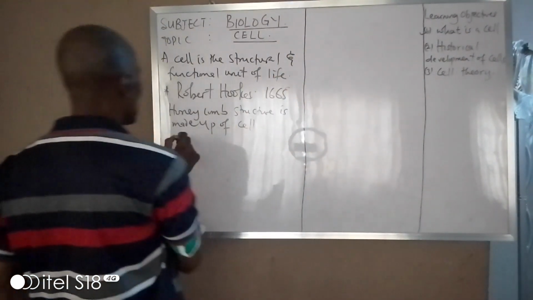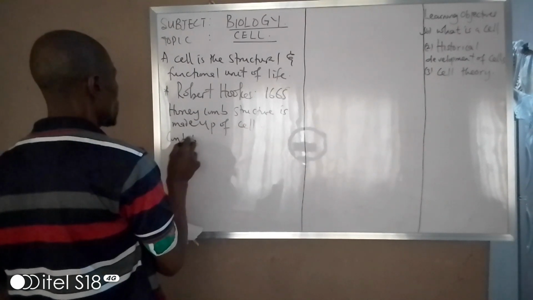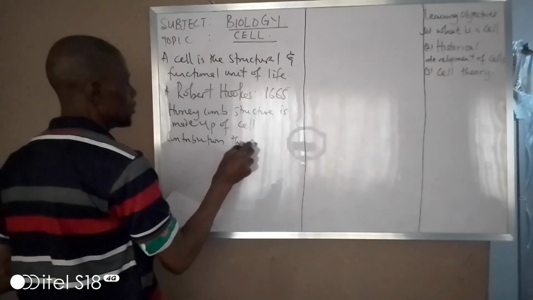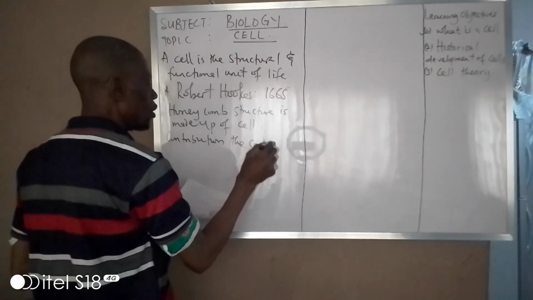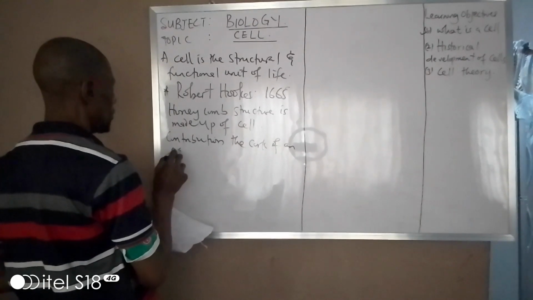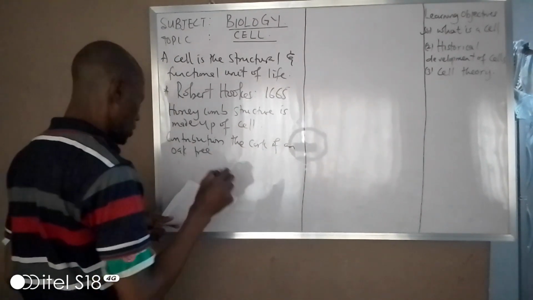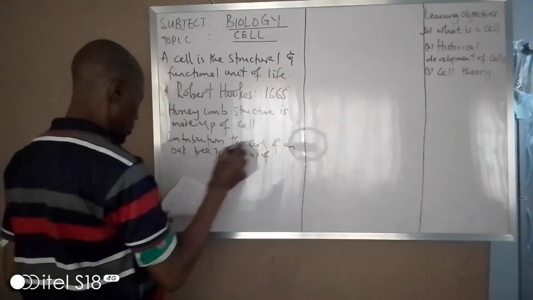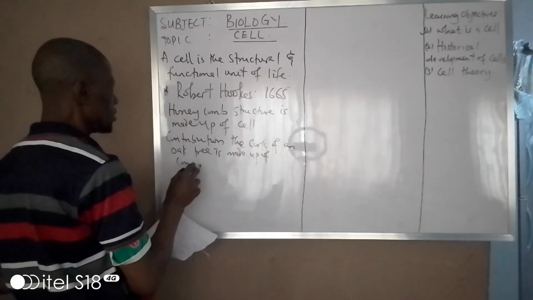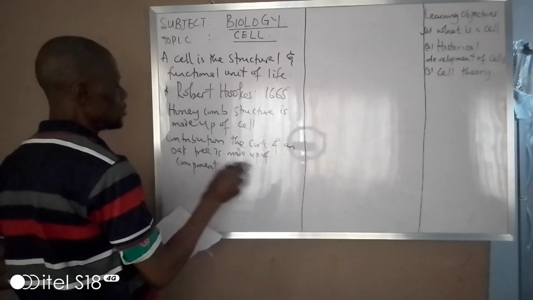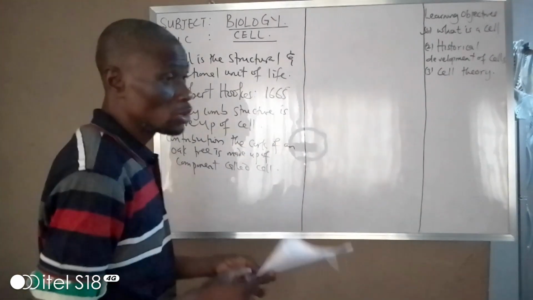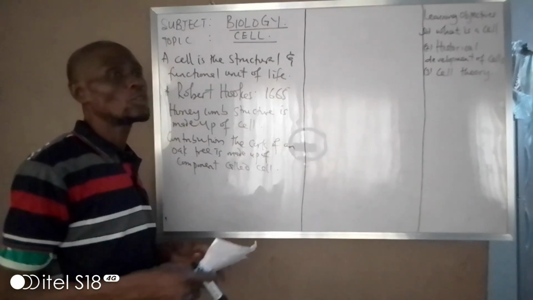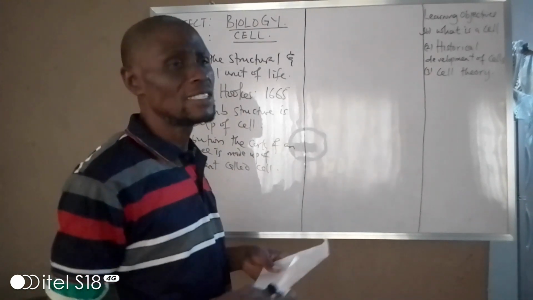He contributed that the cork of an oak tree is made up of components called cell. So that was his contribution. He discovered that the oak tree is made up of a component called cell in 1665.